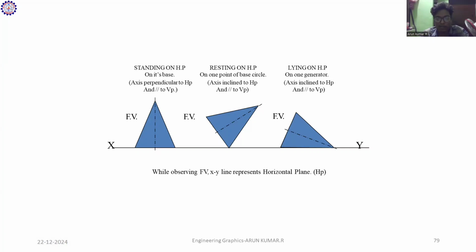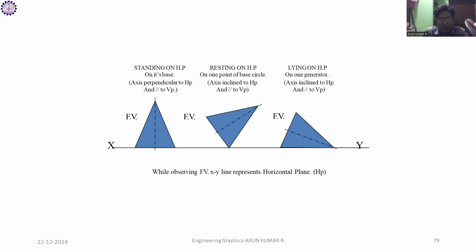We already discussed the pyramid type, which shows a triangular shape, and the prism, which shows a rectangular face. That will be shown as the front view. The front view is represented as FV, and HP is called the horizontal plane. It is simple to understand the problem. The condition mentioned is the axis perpendicular to HP and parallel to VP. That is the wording that will be there.